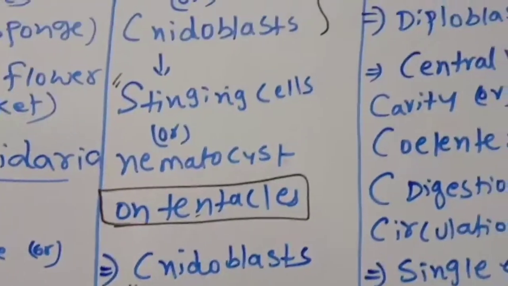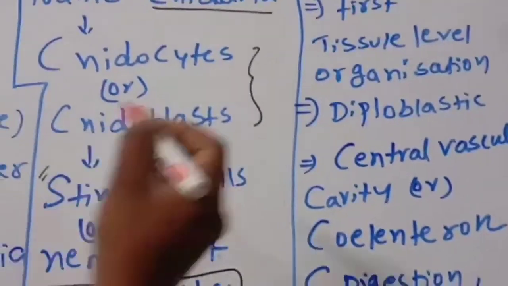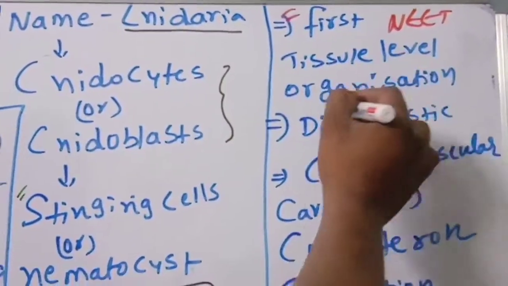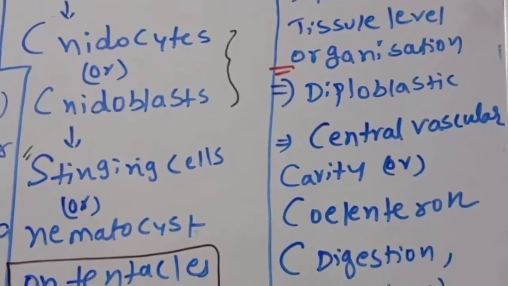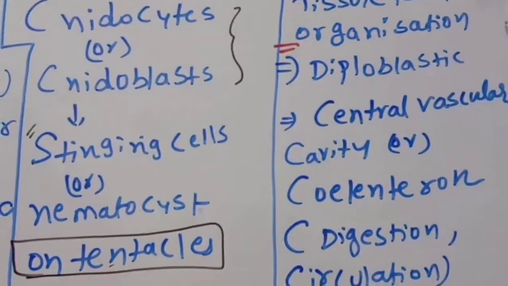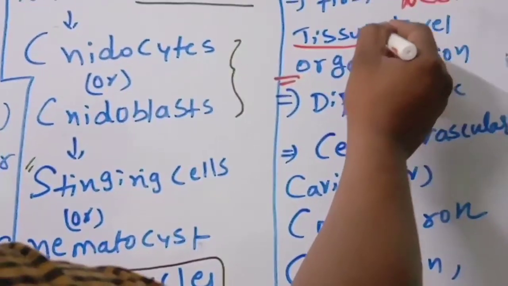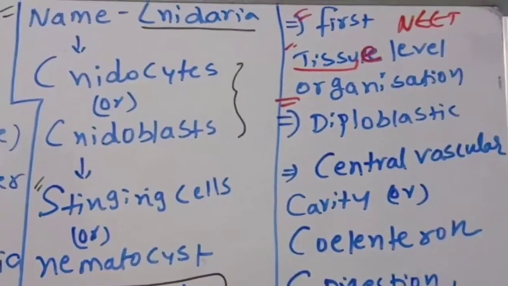The first speciality, this is a NEET bit: the first tissue level of organization. Okay, first tissue level organization in the cnidarians. This one you should remember. The first tissue level organization is there in the cnidarians.